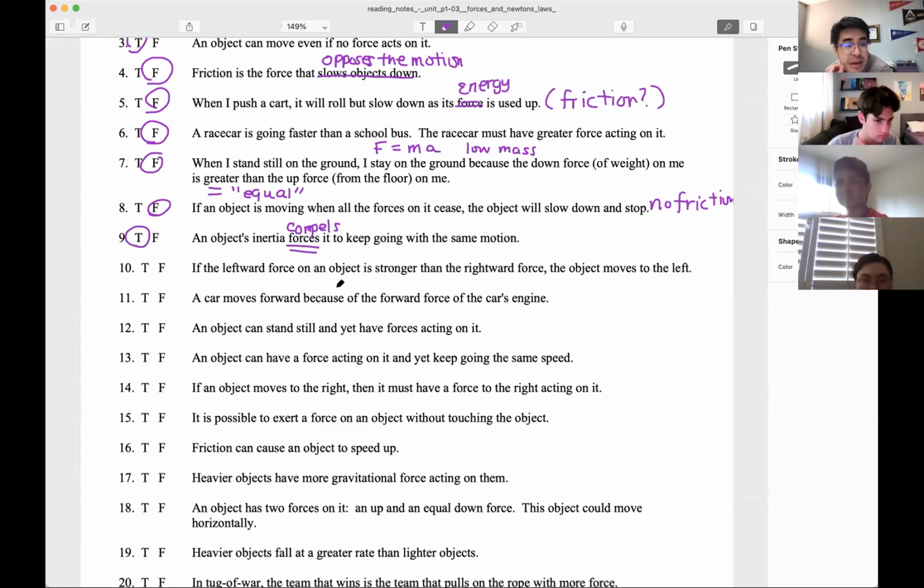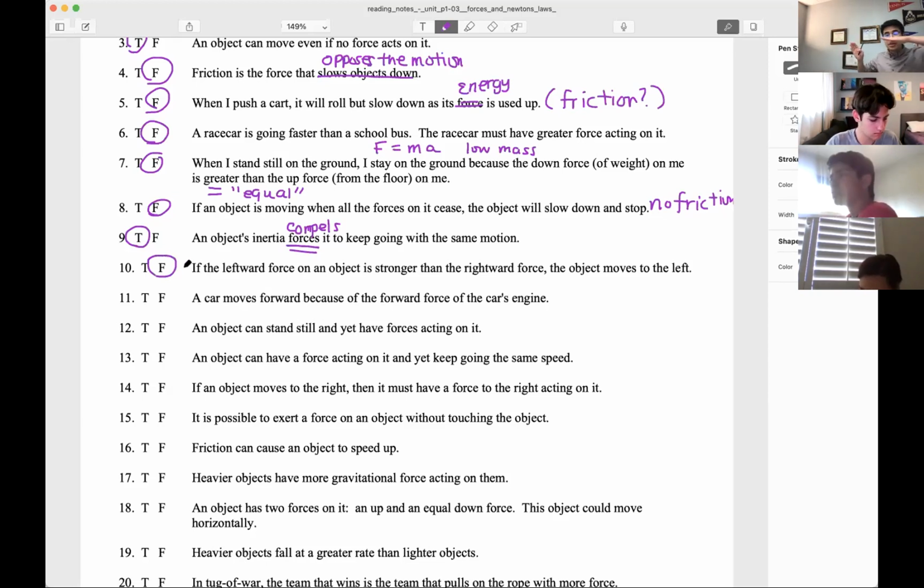Number 10, if the leftward force of an object is stronger than the rightward force, the object moves to the left. True. Explain. Similar to if normal force was less than gravitational force, you'd fall basically. If the leftward force is more, whatever counteracts with the rightward force would push it to the left. You'd think, right? So you're 50% true. This one's false. And here's why.